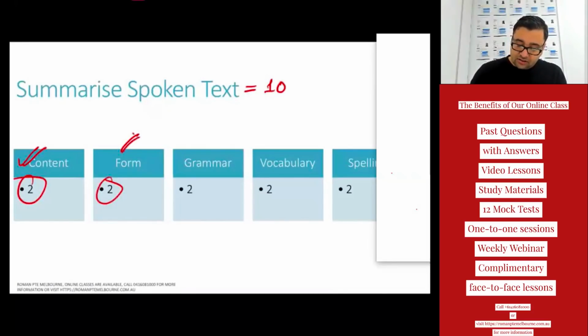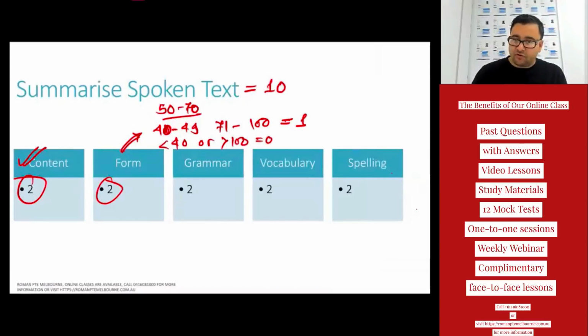And how do you get this? Again, here, you can write more than one sentence, but it has to be between 50 to 70 words. If by any chance, let's say you write 41 to 49 words, or 71 to 100 words, then in that case, you just get 1 point. Less than 40 or more than 100, you get 0. And just like before, if you get 0 here, you get 0 overall.